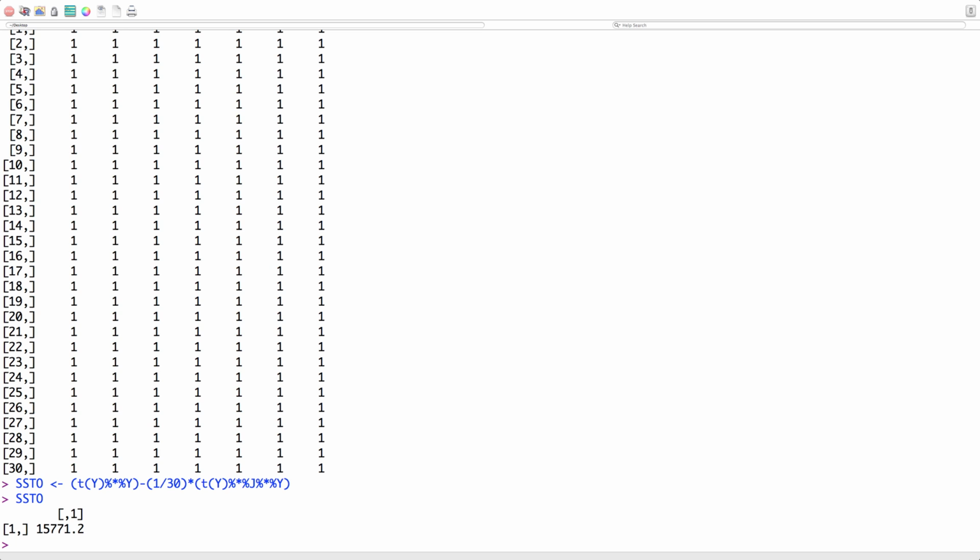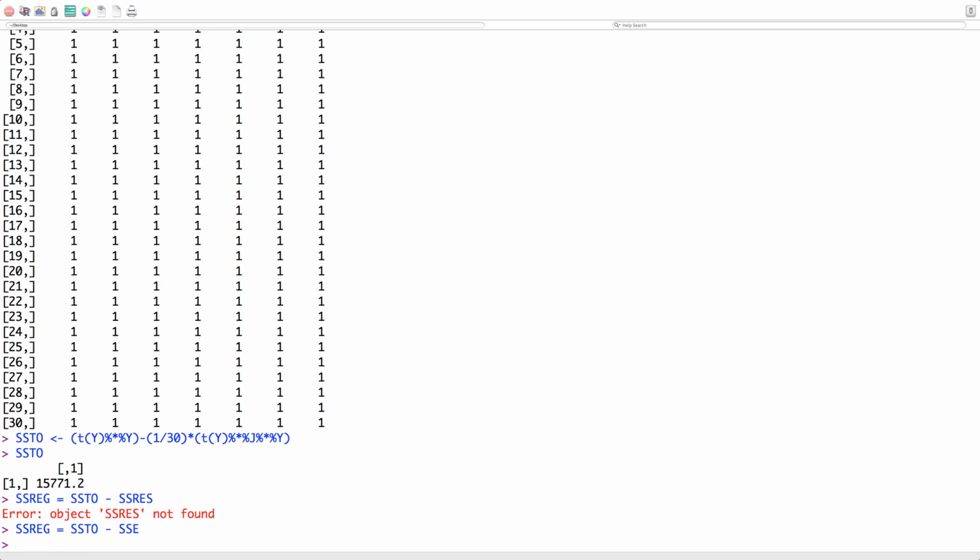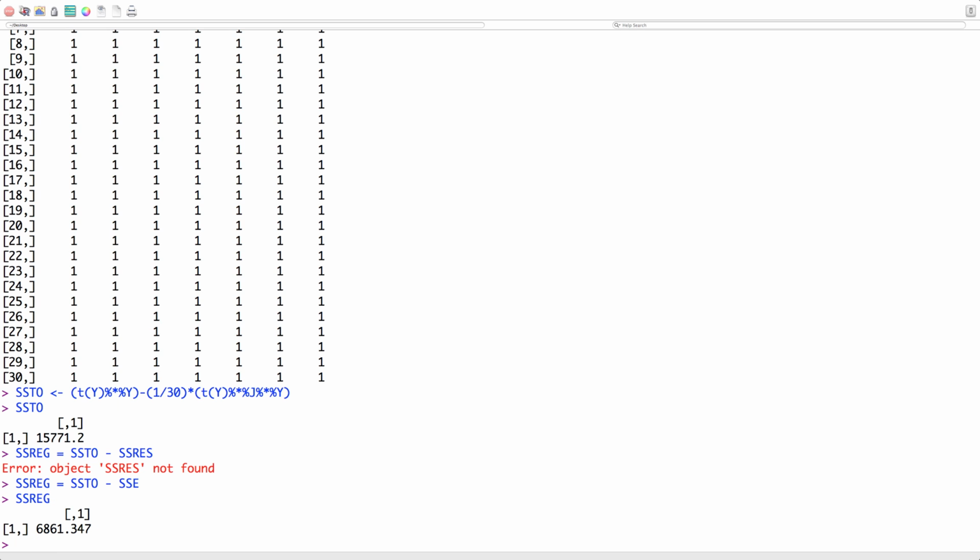So guys, we can clearly do our sum of squares for regression by just taking our sum of squares total minus sum of squares for our residuals. So gang, our sum of squares for the regression is going to be 6861.3.